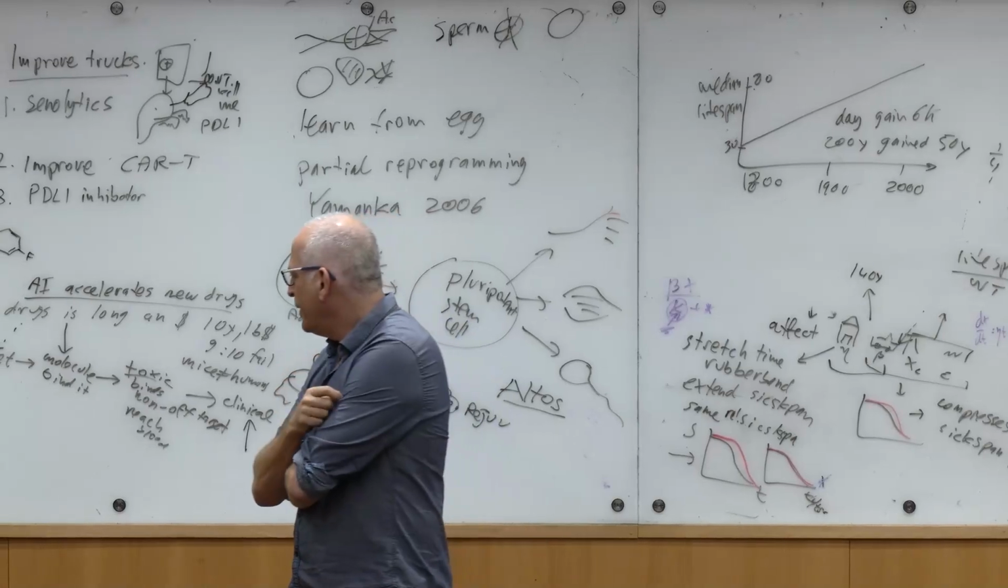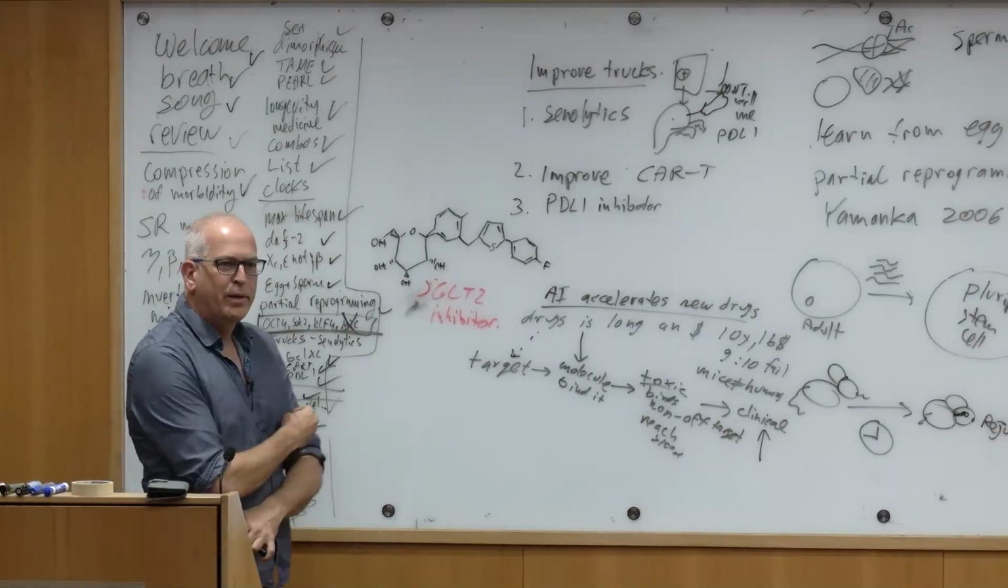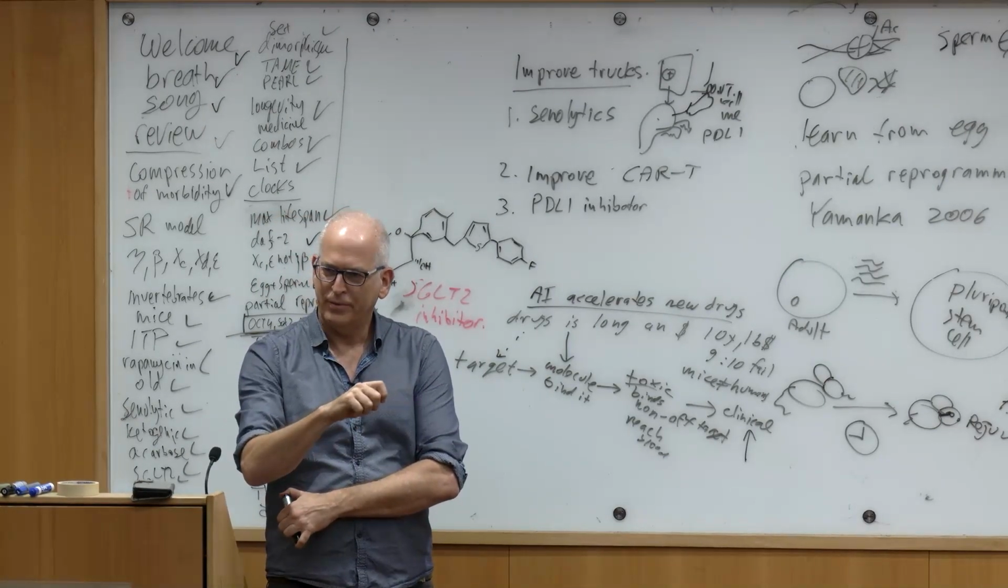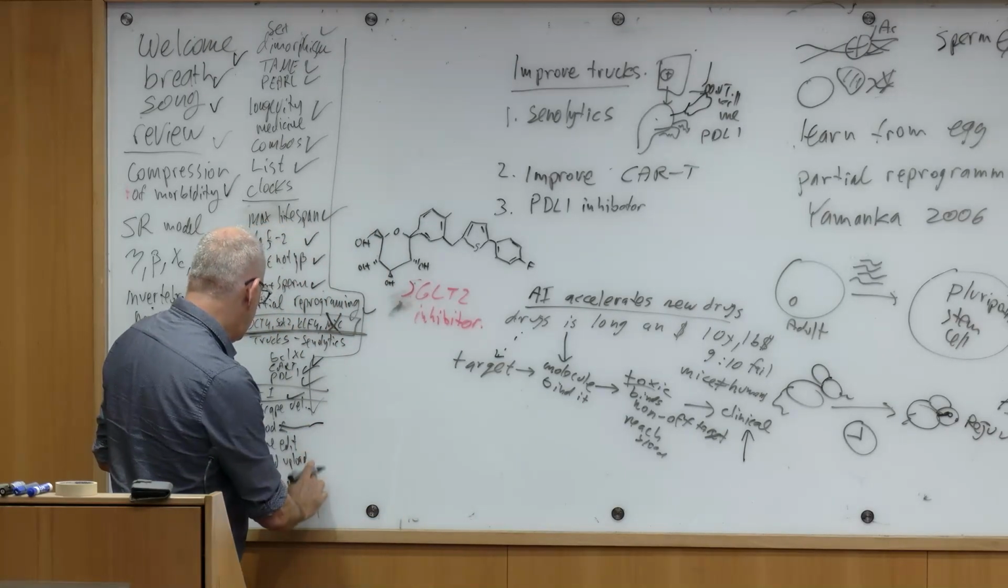Of course, there are also unethical companies that will sell you young plasma for $8,000, where you hook up to a young person. That's not real. Gene editing.